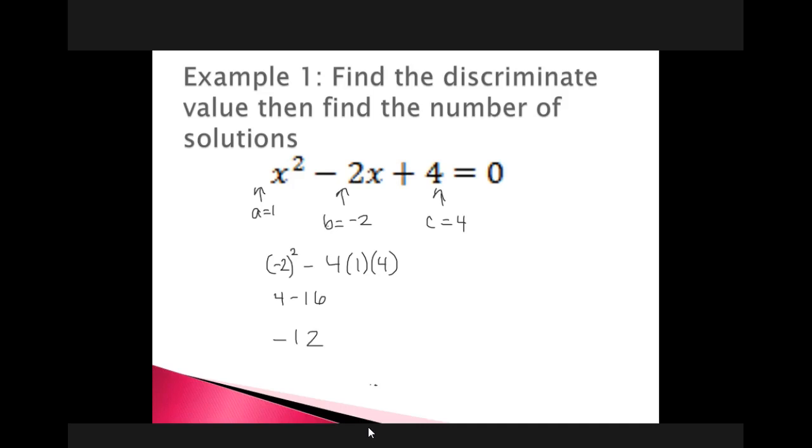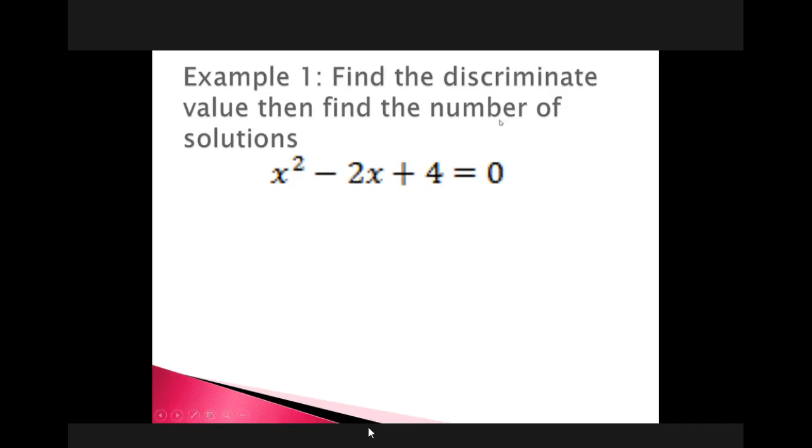So it says find the value of the discriminant and then describe the number and types of solutions. So since my discriminant is negative, then this means I have 2 imaginary solutions. Which means that when I plug this into the quadratic formula, I'm going to get a negative under my square root, which means I'm going to get an i in my answer.